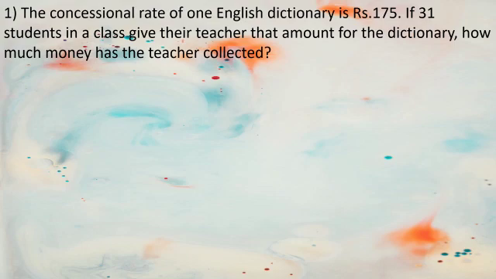What is the price of one English dictionary? 175. And how many children are in the class? There are 31 students in the class. So if each child is buying one dictionary, then each student is paying 175. So if one student is paying 175 rupees for one dictionary, how much money will be collected after giving dictionaries to 31 students? So that we have to find out, how much money has the teacher collected after giving the dictionaries to 31 students.